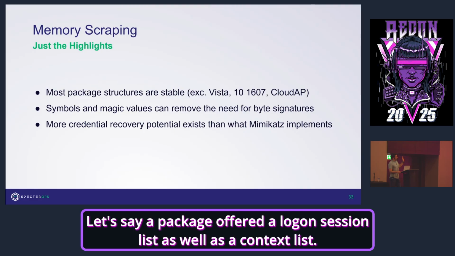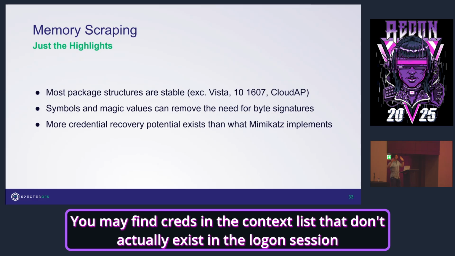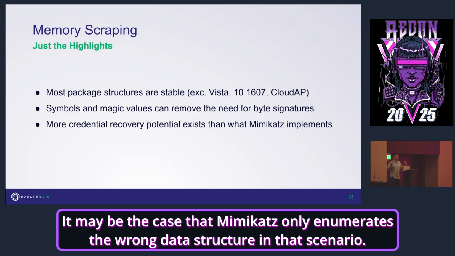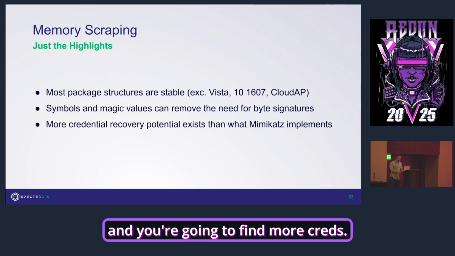So let's say a package offered a logon session list as well as a context list. You may find creds in the context list that don't actually exist in the logon session list. And it may be the case that Mimikatz only enumerates the wrong data structure in that scenario. So it's highly recommended to write your own tool, look at all of the data structures, and you're going to find more creds.